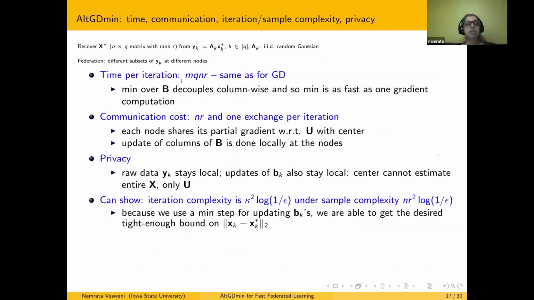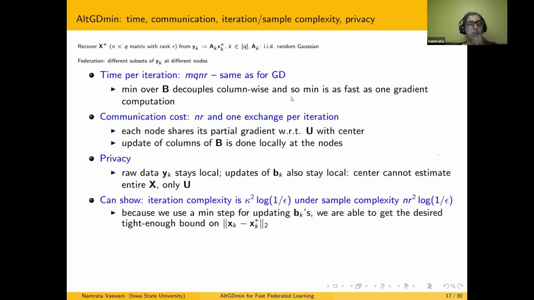So here's, again, I'll reiterate what I said. The time per iteration is nearly linear, it is r times linear, which is actually the best you can get for any low rank recovery problem. All gradient descent algorithms for all kinds of LR problems don't need an extra factor of r. And the essential idea, which AltGDmin works really well for, or it actually was designed with this problem in mind, is that the minimization over B decouples column-wise. So it's actually as fast as one gradient computation.